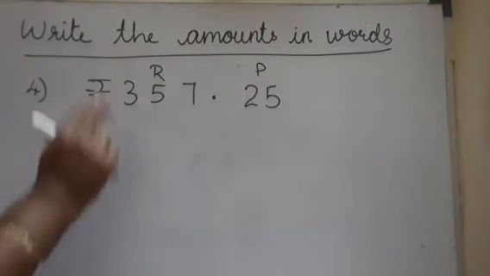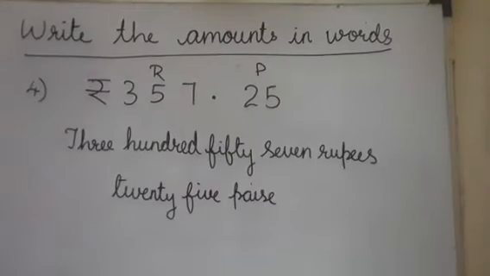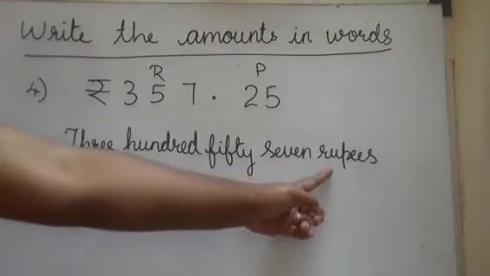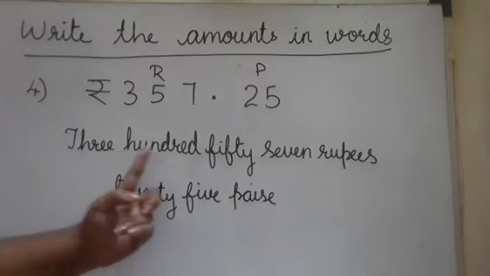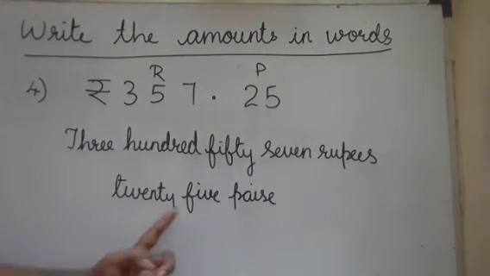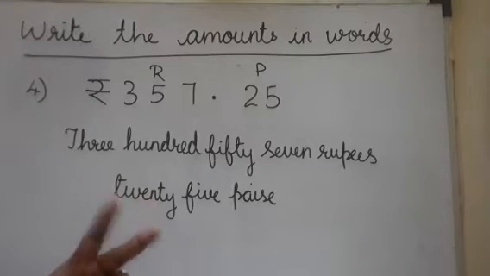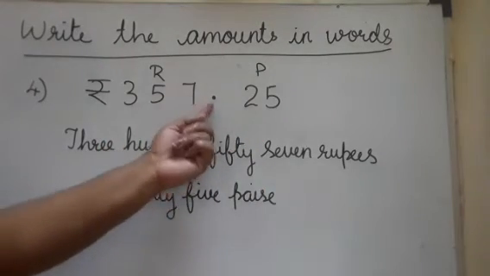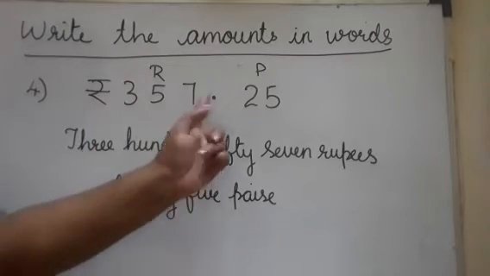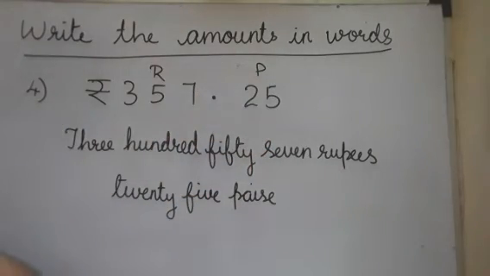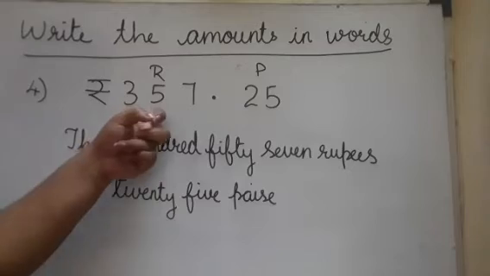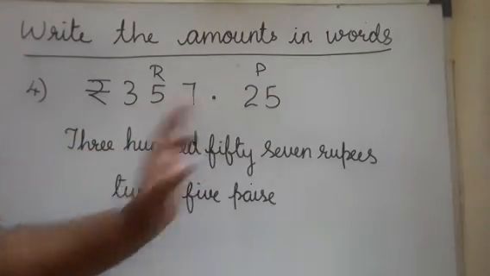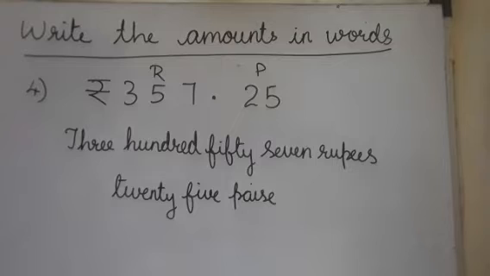And we can write this amount in words as 357 rupees and 25 paise. Is it clear, my dear kids? The two things you have to remember are that this dot is used to separate the rupees and paise, and that the number before the dot is rupees and the number after the dot is paise. These are the things you have to remember always. Is it clear, my dear kids?